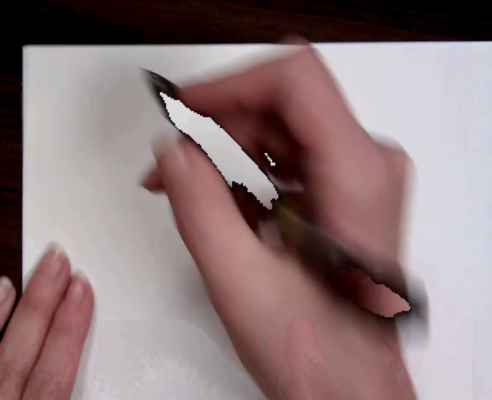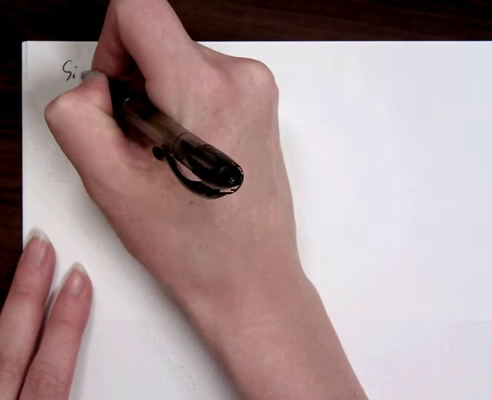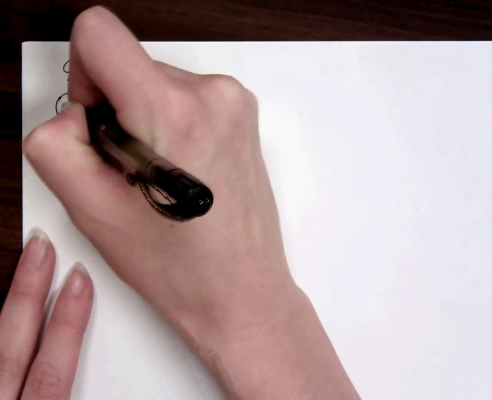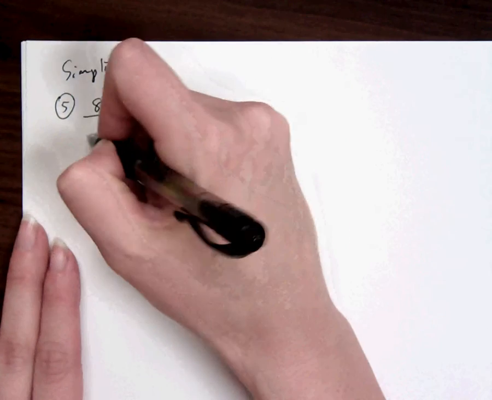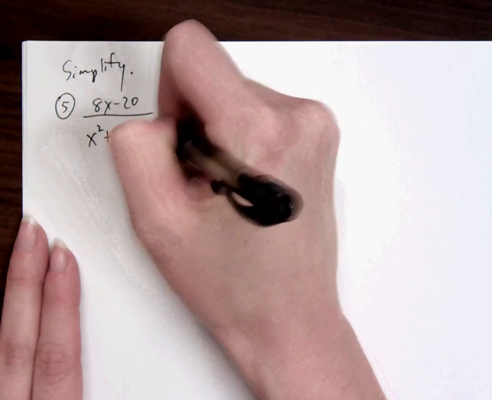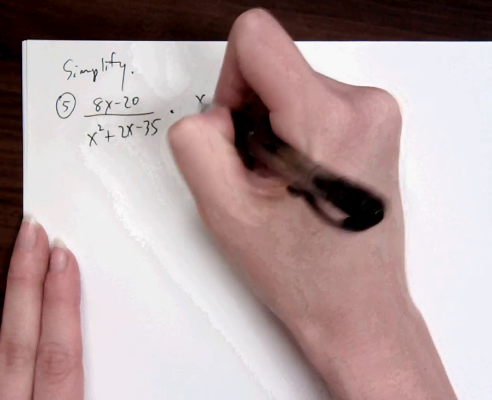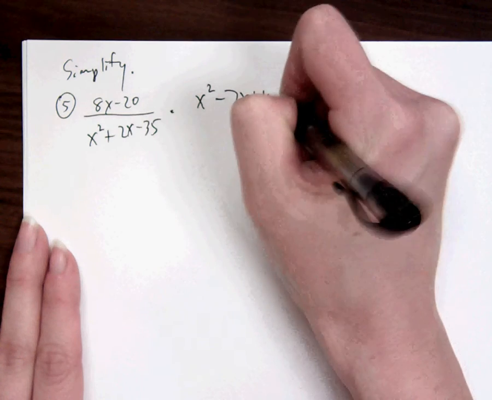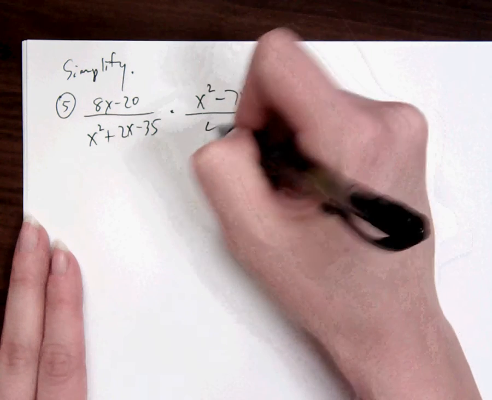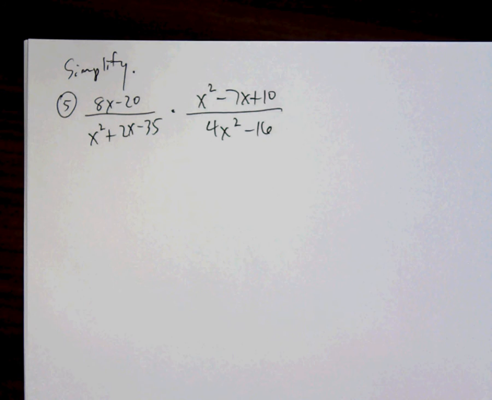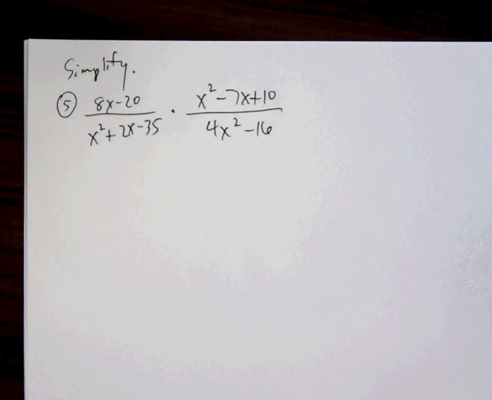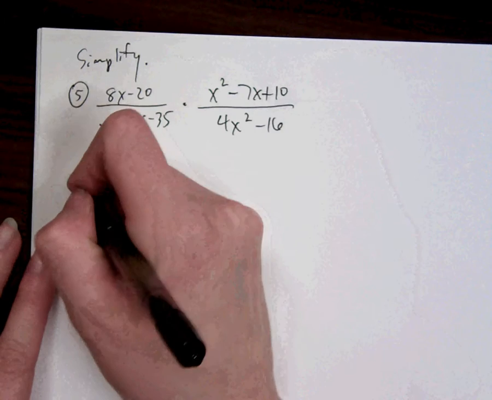Okay, so what if directions are still simplified? Directions have been simplified the whole time. What if it looks more like this? 8x minus 20 over x squared plus 2x minus 35 times x squared minus 7x plus 10 over 4x squared minus 16. Okay. Nothing's different. There's just a ton of factoring to do. So you have to think about all the different kinds of factoring you can do here.